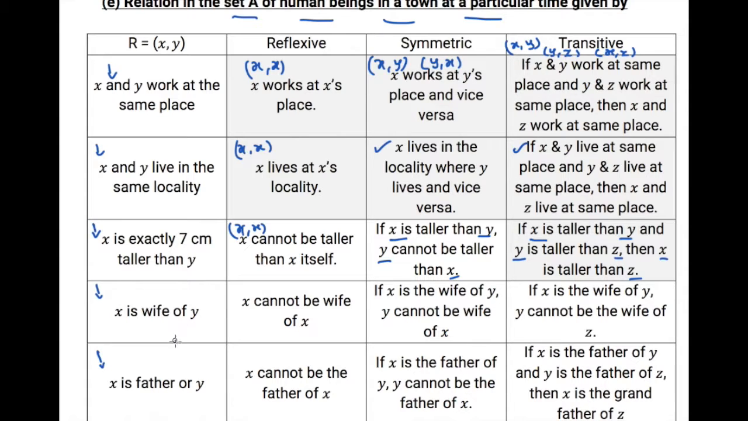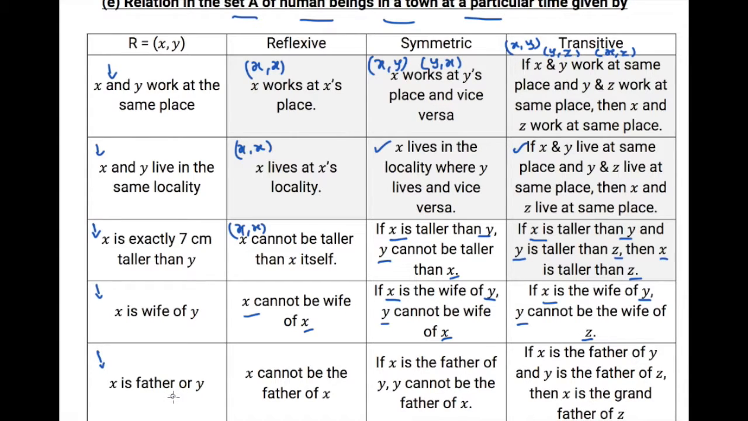Now the next relation is: x is the wife of y. It's obvious x cannot be the wife of x itself. And symmetric: if x is the wife of y, y cannot be the wife of x, because y should be the husband of x then. Transitivity: if x is the wife of y, y cannot be the wife of z. Not possible.